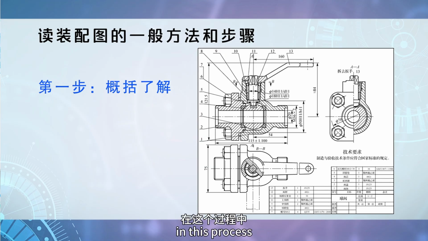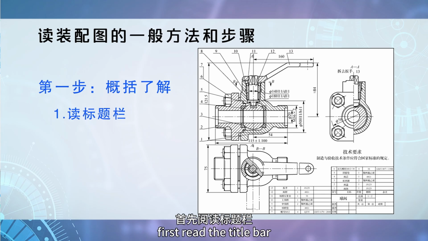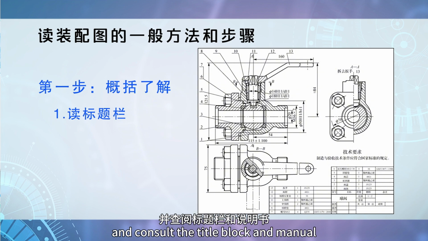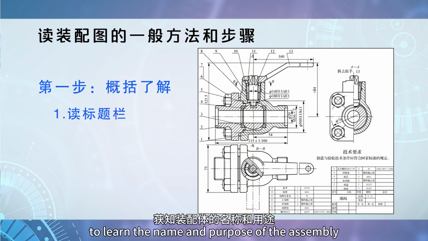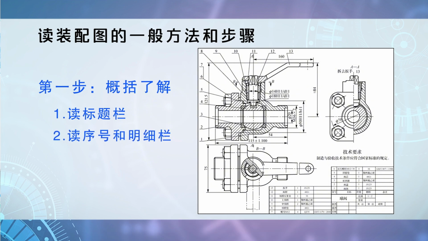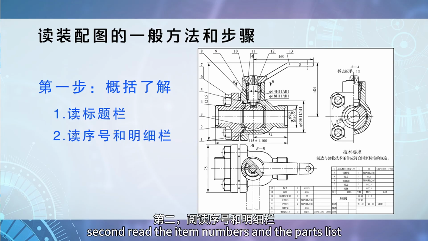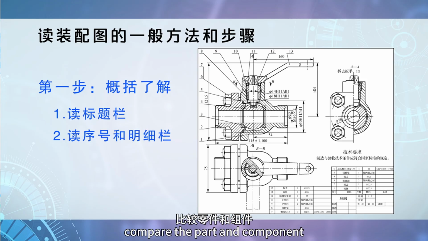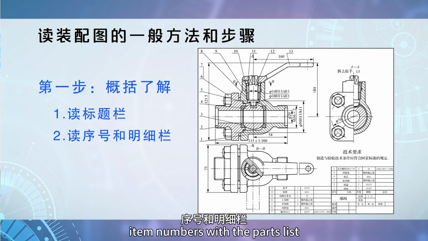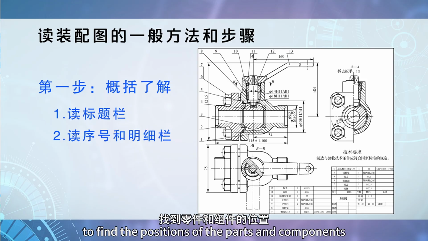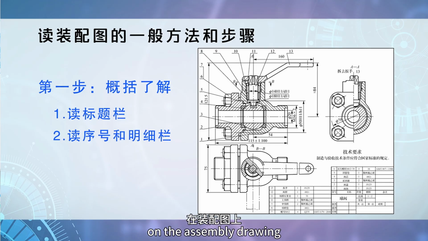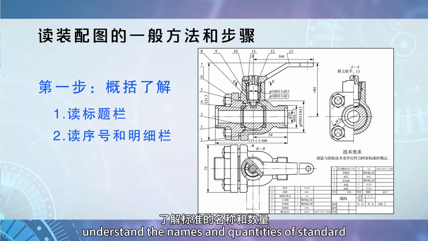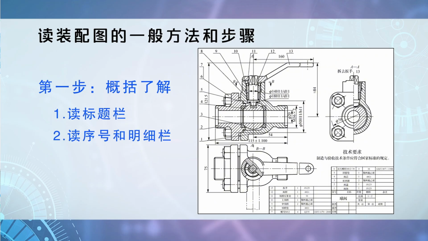In this process, first read the title bar. You need to investigate and consult the title block and manual to learn the name and purpose of the assembly. Second, read the item numbers and the parts list. Compare the part and component item numbers with the parts list to find the positions of the parts and components on the assembly drawing. Understand the names and quantities of standard and non-standard parts.